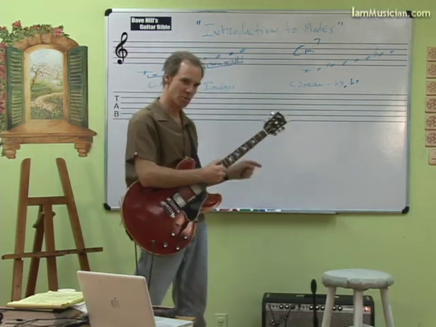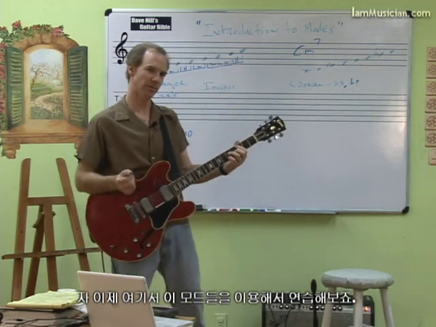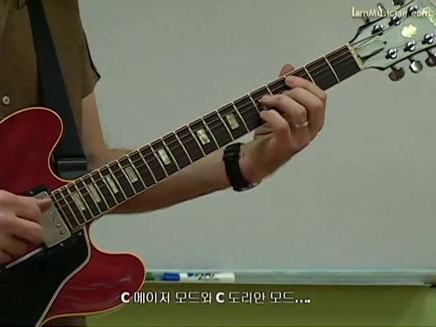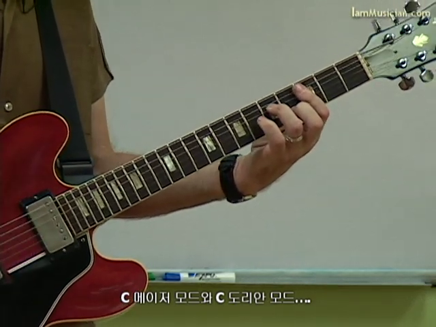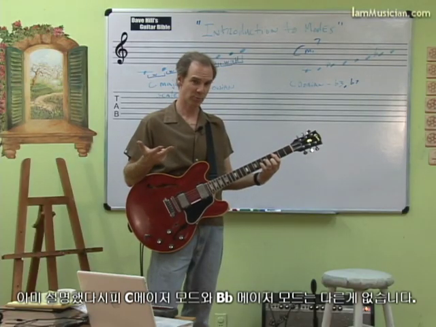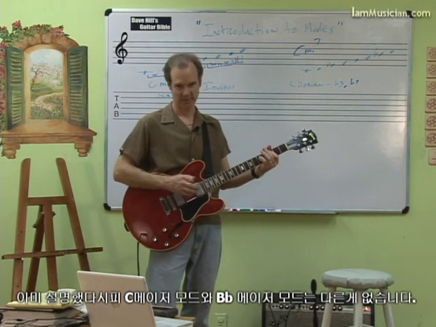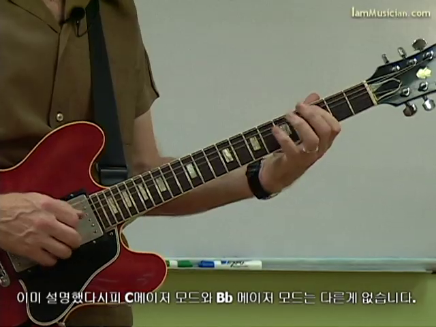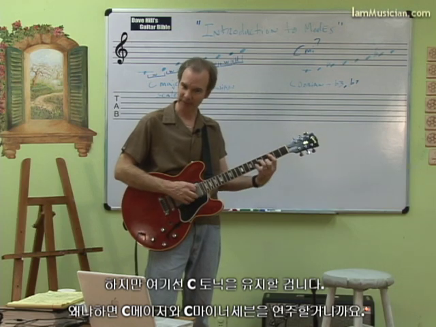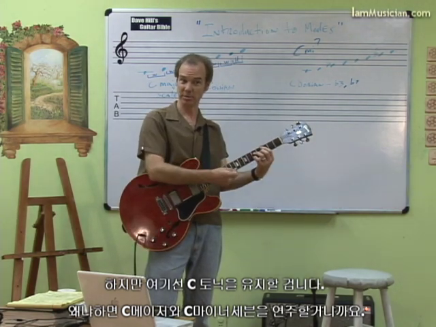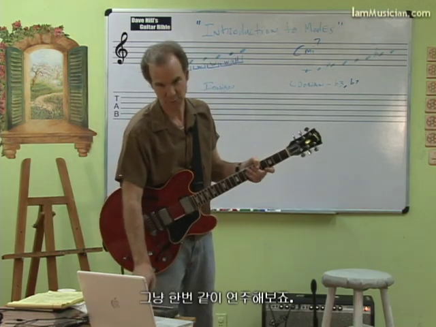So what I'm going to do now is I want you to practice making melodies between two different modes. In other words, a C major mode and a C Dorian mode, which, as we've just realized, is no different than going from C major to B flat major. But I'm going to keep the C tonic happening because I'm going to play C major and C minor 7, okay?